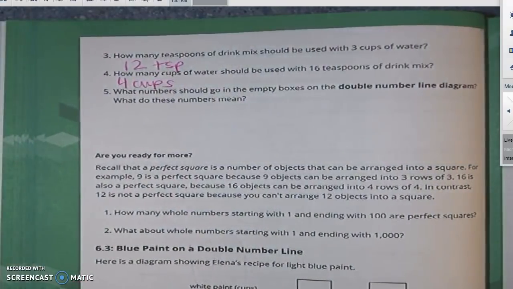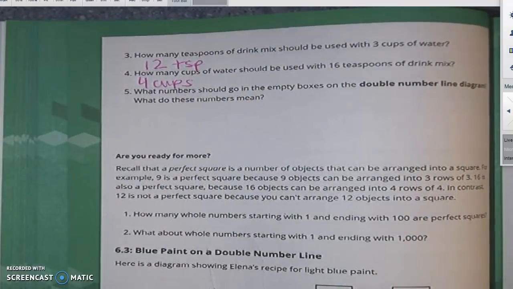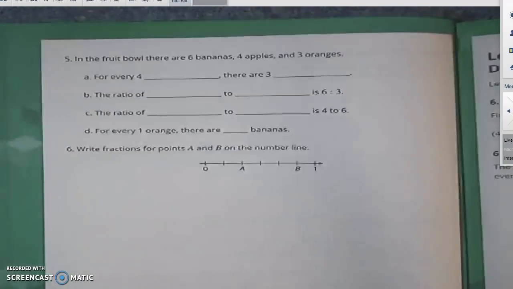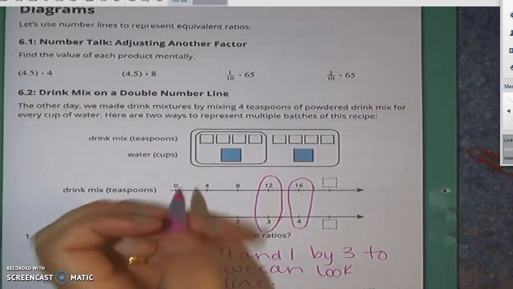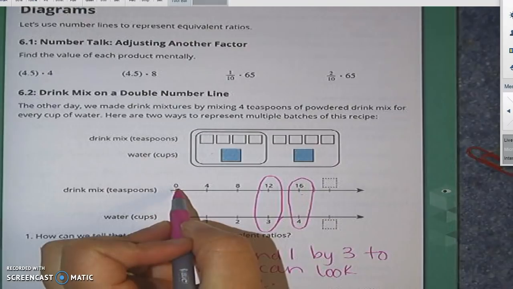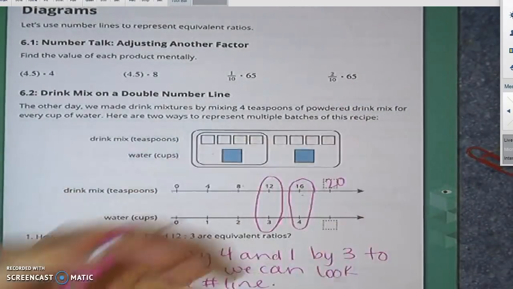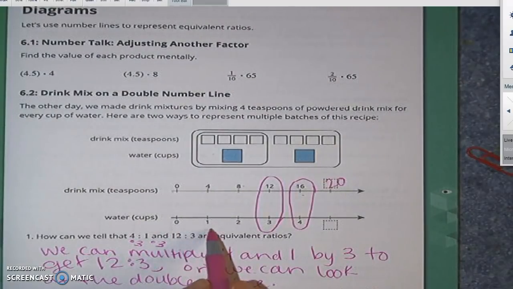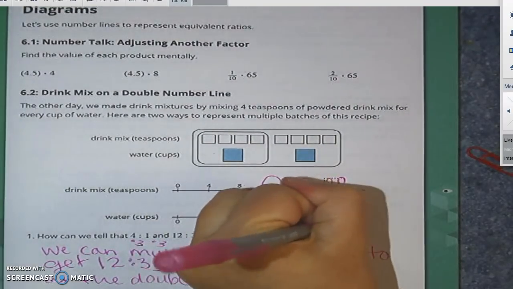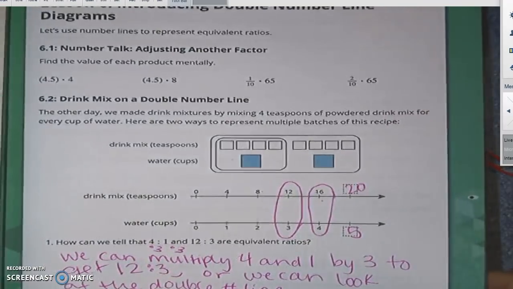And then what numbers should go in the empty boxes on the double number line diagram? Well, up here it is counting by 4s, so 4, 8, 12, 16, so next would come 20. And down here it's counting by 1s, 1, 2, 3, 4, so this would be 5. So 20 and 5.